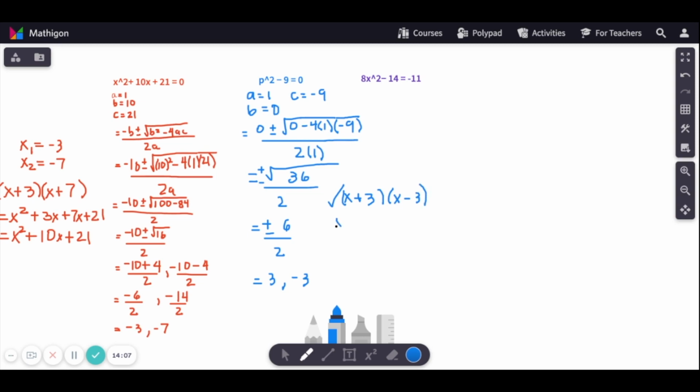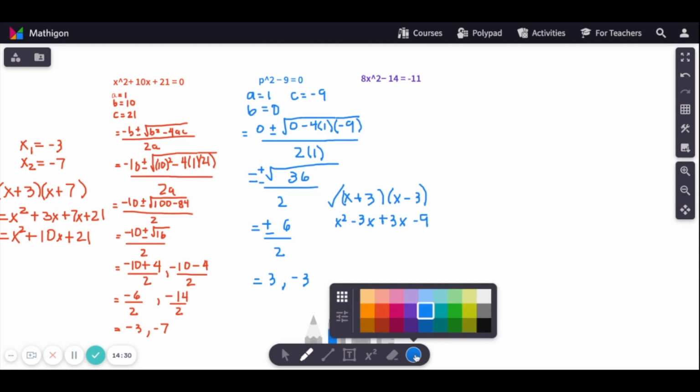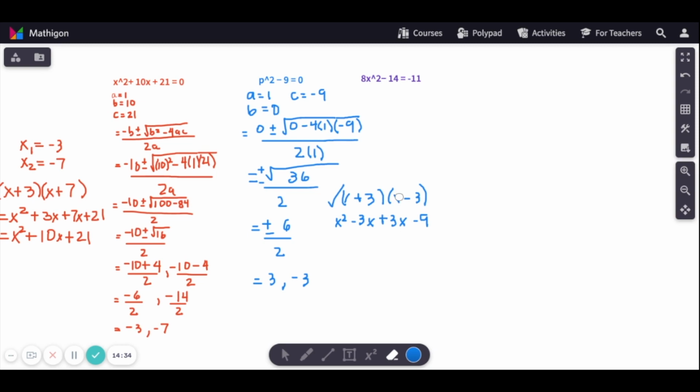So, FOIL method ulit. X squared. First term. Outer terms, negative 3x. Inner terms, positive 3x. Then last term is minus 9. Oh, sorry. Bakit x ang ginamit ko? Sorry po. This is P. Okay, P po yan, dahil P po ang ano natin. Okay, so, ayan. Then, this one, cancel lang po.